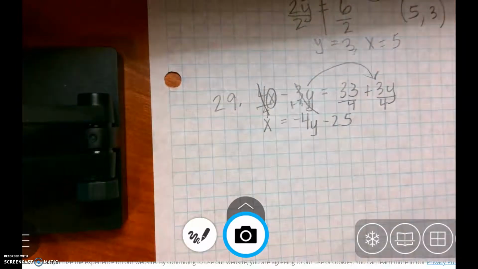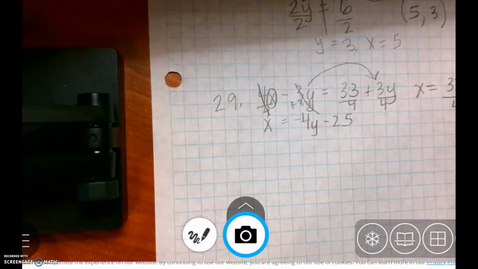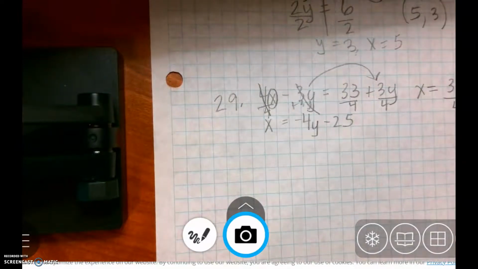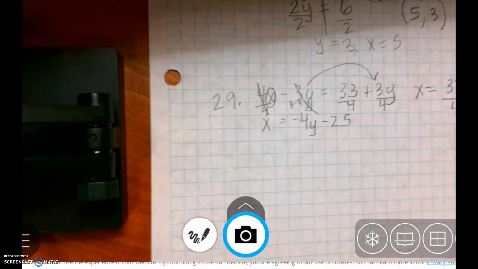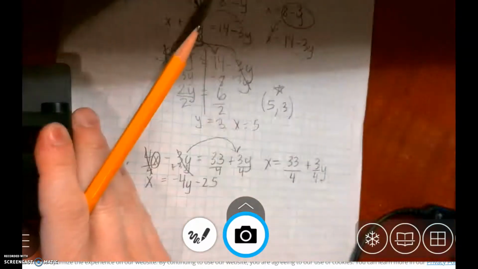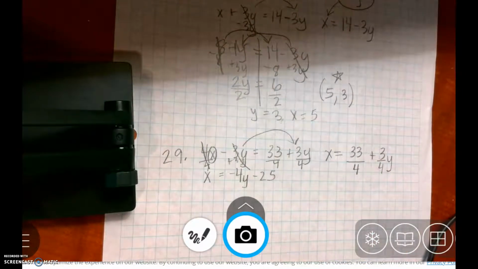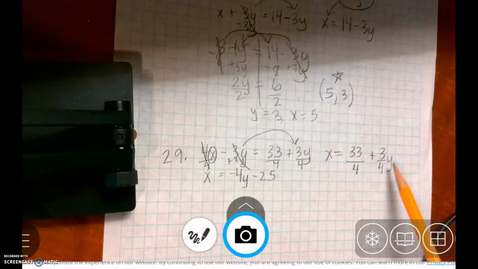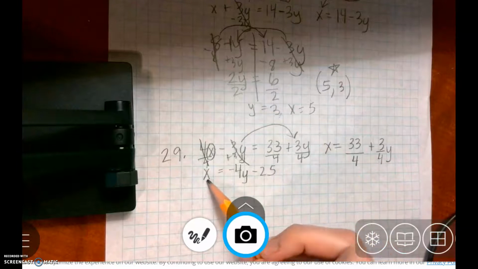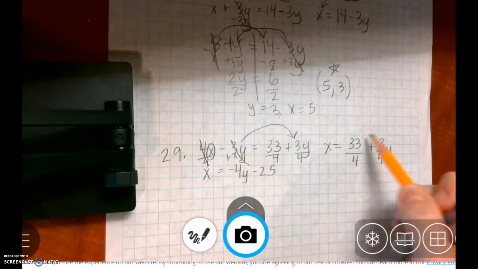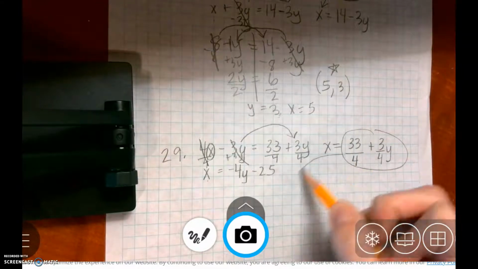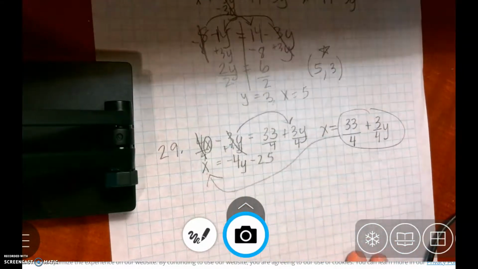So x is alone now, and x equals 33 over 4 plus 3/4 y. X equals 33 over 4 plus 3/4 y. You could keep these like that or divide them. I'm just going to keep it like that. So that's my first equation, and my second equation is here. I'm going to take this and substitute x for that.